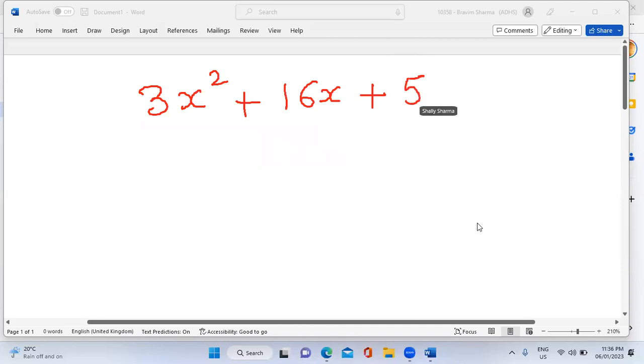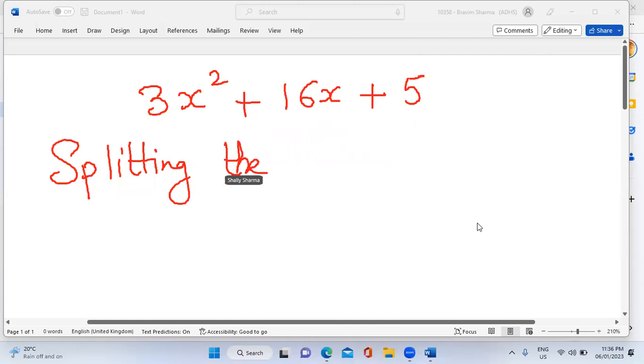This is a quadratic trinomial and it is non-monic. Non-monic means the x squared coefficient will not be 1, but it will be any number other than 1 and 0, positive or negative. In this case, we use the method called splitting the middle term. The factorization is done with the help of the splitting the middle term method.